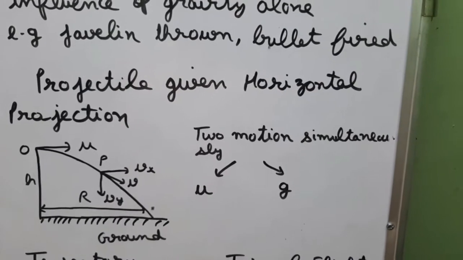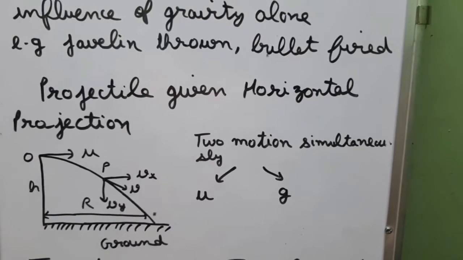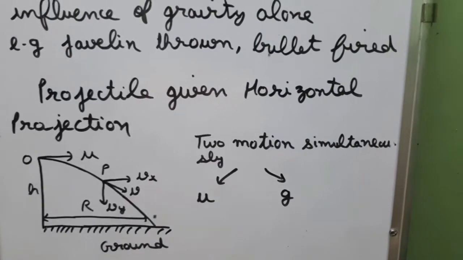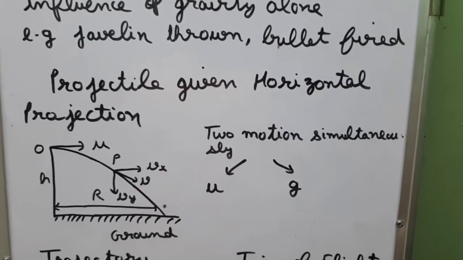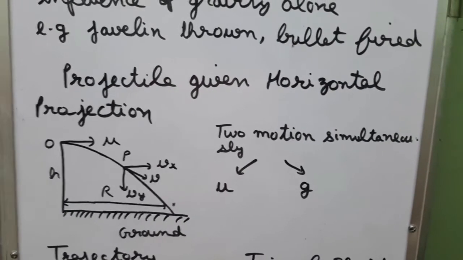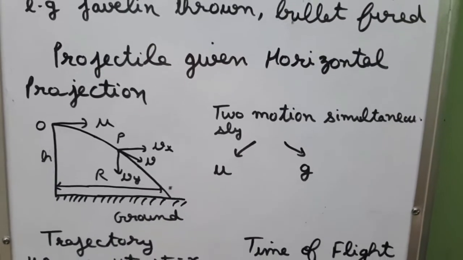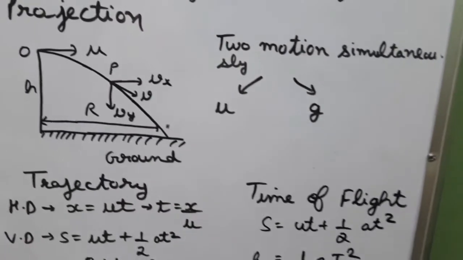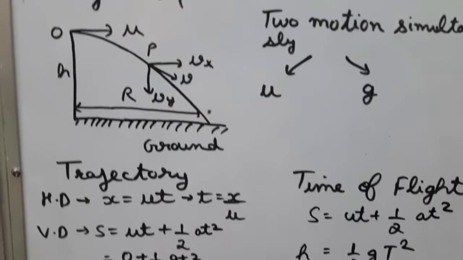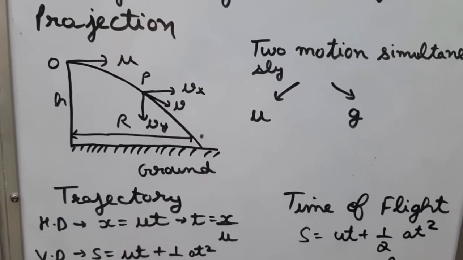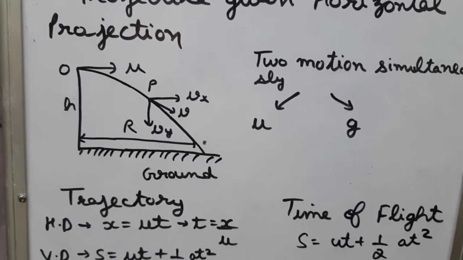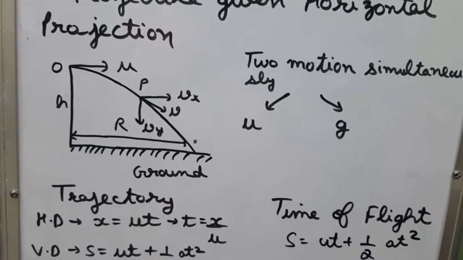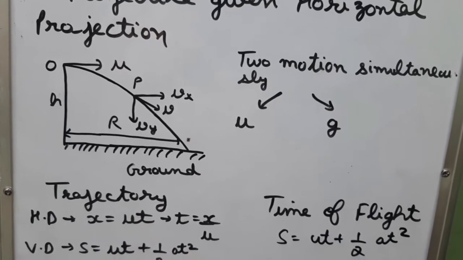अब projectile motion में we will study two types of projectile motion. One is projectile given horizontal projection and second is projectile projected with an angle theta with the horizontal. So first we will do projectile given horizontal projection. You can see in this figure, here we are having a particle which is given a initial velocity u, and after being projected it moves under the influence of the gravity.